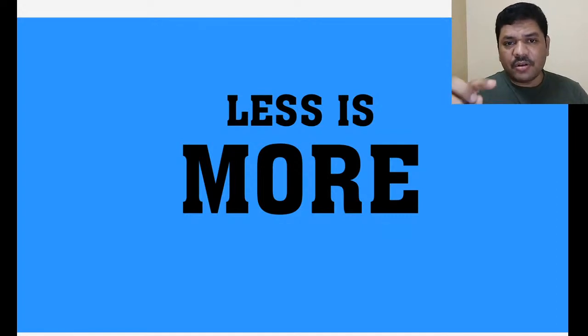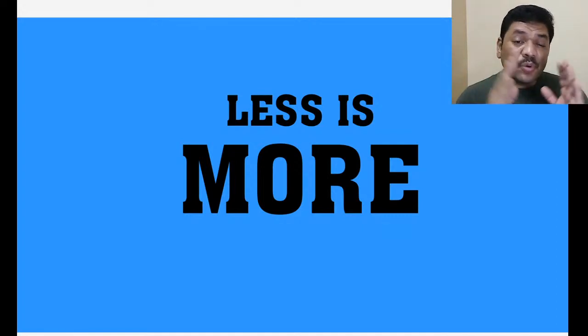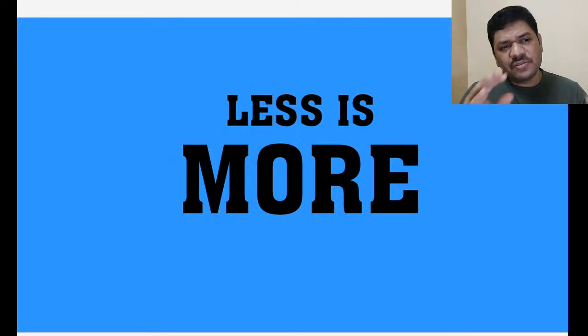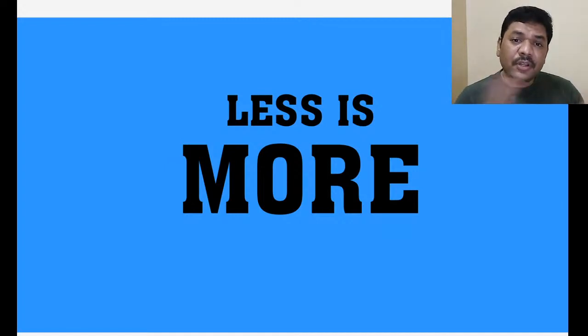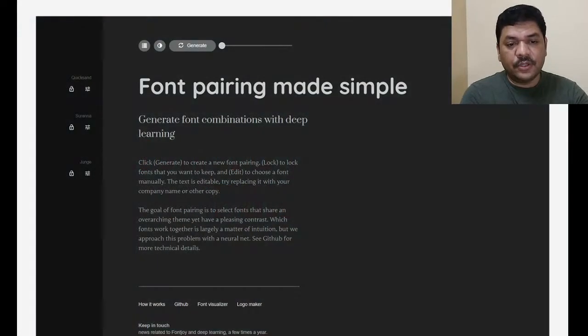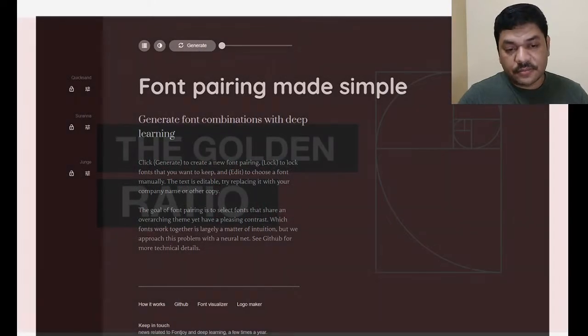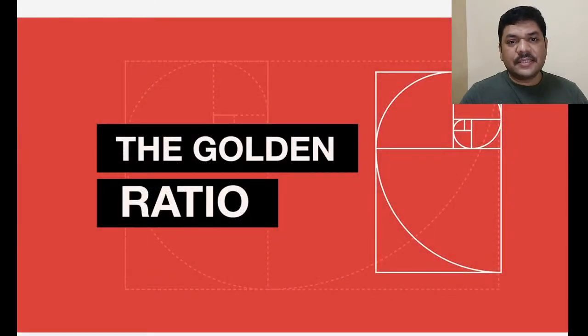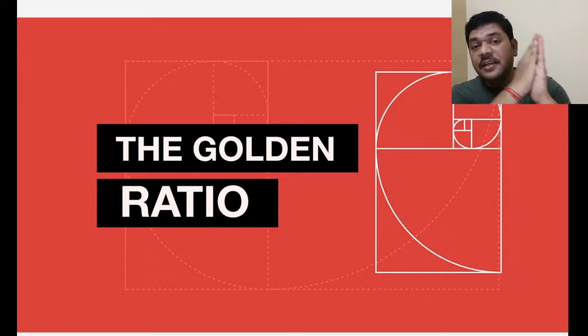Okay, so according to me, my request is: less is more. If you use very few font families, heading, subtitle, very few fonts, it's very good. You have only one font or maximum two fonts. It's very good and very appealing. So how to combine them? I have shown you the website, and you can go there and see everything in this. Okay.